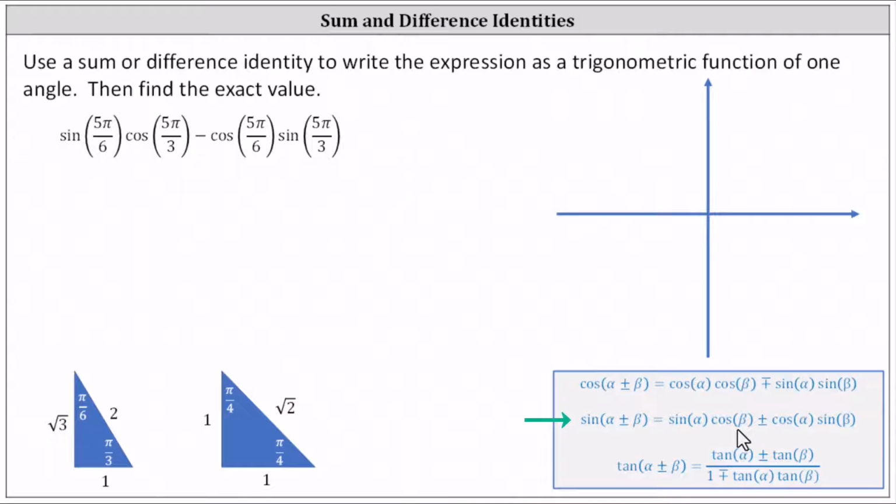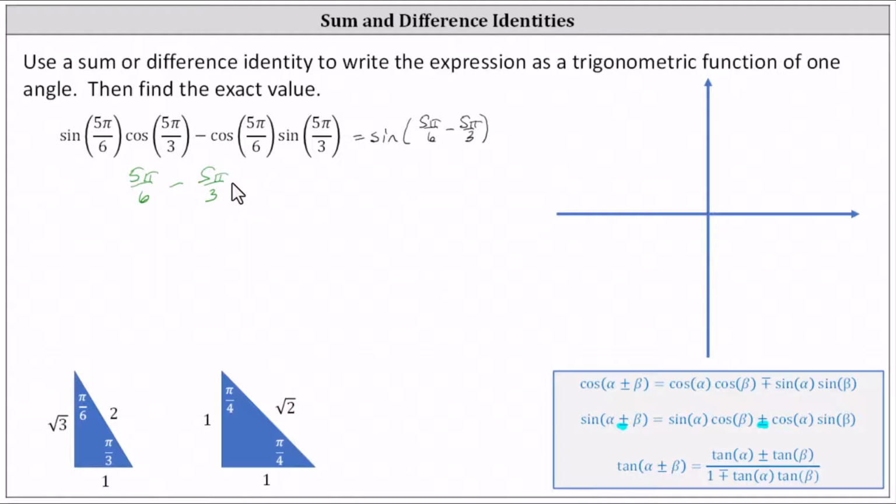Because we have subtraction in our expression, notice we're using the lower operation here on the right, which means we also use the lower operation on the left, which indicates we'll have the sine of alpha minus beta. This indicates the given expression equals the sine of 5 pi divided by 6 minus 5 pi divided by 3. Let's go ahead and find the difference of the angles.